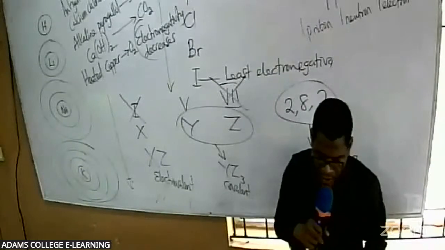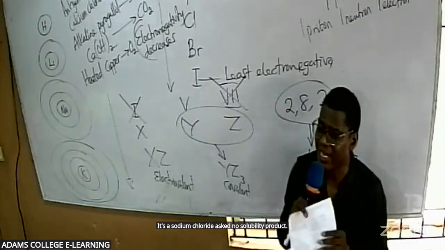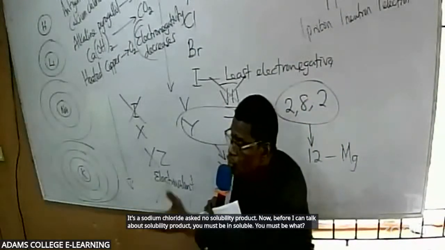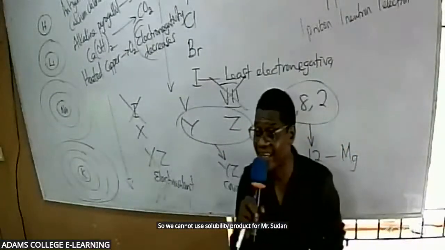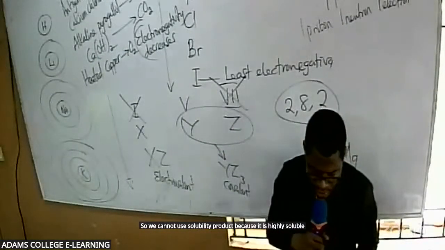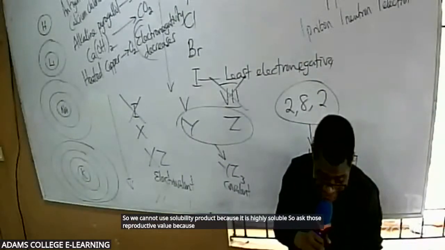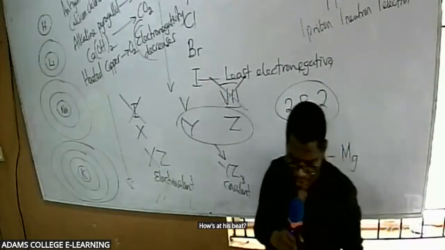18. Sodium chloride has no solubility product. Before you can talk about solubility product, the substance must be insoluble. So we cannot use solubility product for sodium chloride because it is highly soluble. Sodium chloride has no solubility product value because of its high solubility. That's why it's B. The guy is soluble like mad.